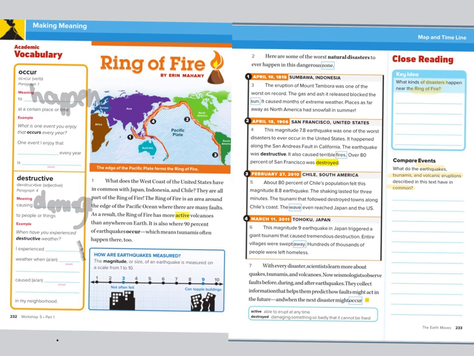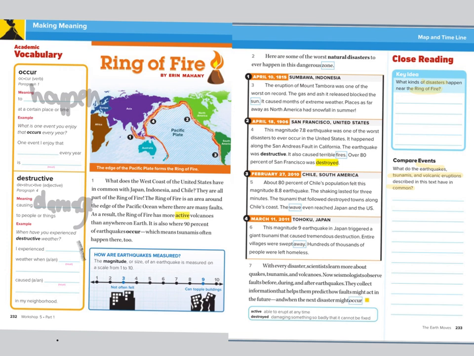So it says here, what does the west coast of the United States have in common with Japan, Indonesia, and Chile? They are all part of the Ring of Fire. The Ring of Fire is an area around the edge of the Pacific Ocean where there are many faults. As a result, the Ring of Fire has more active volcanoes than anywhere on Earth. It is also where 90% of earthquakes occur, which means tsunamis often happen there too.